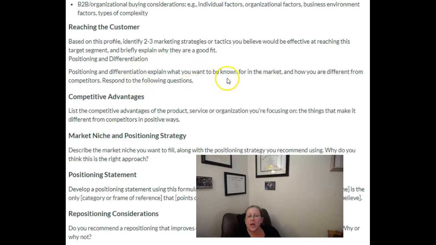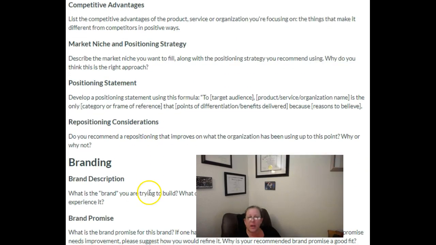Explain what you want to be known for in the market and how you're different from the competitors. Okay, next you want to talk about competitive advantages. Talk about the competitive advantage of the product or the service or the organization that you're focusing on, and the things that make it different from its competitors in positive ways. Then talk about the market niche and the positioning strategy. Describe the market niche you want to fill, along with the positioning strategy that you recommend using. And then talk about why you think this is the right approach.